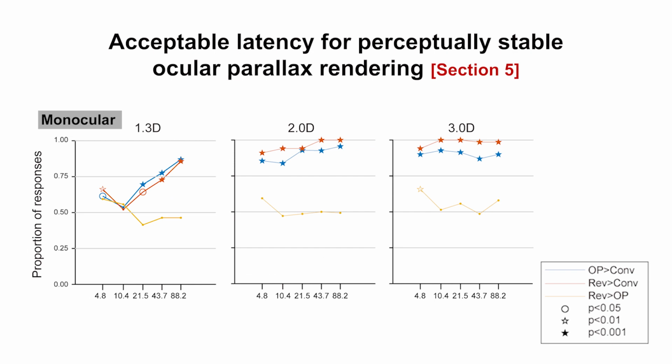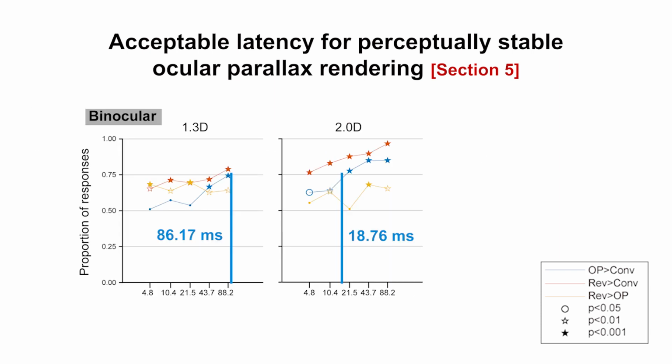In monocular viewing, the acceptable latency at 2 and 3 diopters was already less than the system minimum latency of 4.832 milliseconds. The latency requirements were less severe in binocular viewing. Interestingly, sensitivity to latency depended on motion direction, suggesting the ability of the visual system to utilize extraretinal signals.